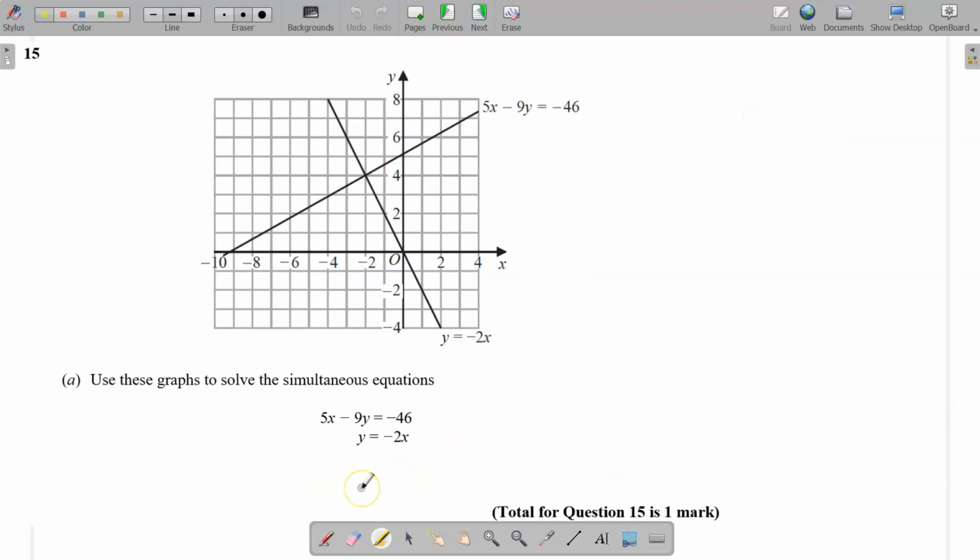Number 15. This question is really straightforward. It's only 1 mark, so there can't be much to do. They've drawn the straight lines for you. They haven't asked you to draw them. They just want the solution to the simultaneous equations given. Look at where the 2 straight lines cross. What's the x-coordinate? The x-coordinate is -2. What's the y-coordinate? 4. That's the answer they're looking for. Just 1 mark. X equals -2, y equals 4.